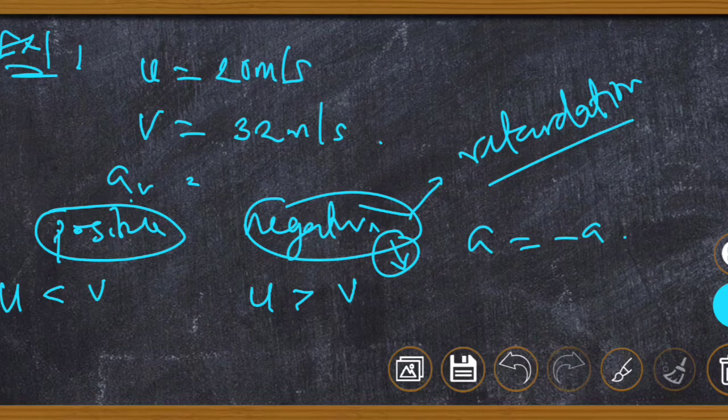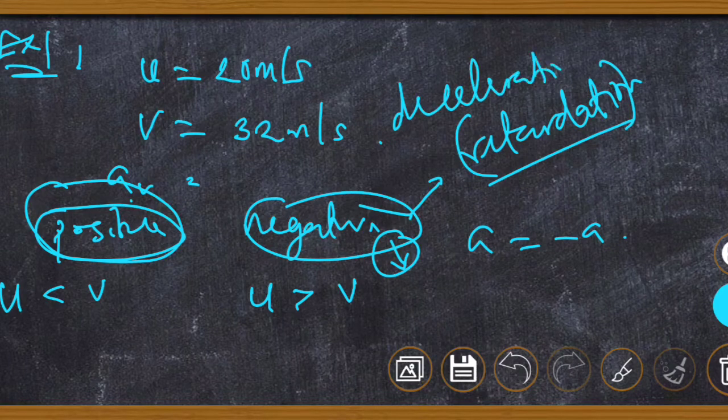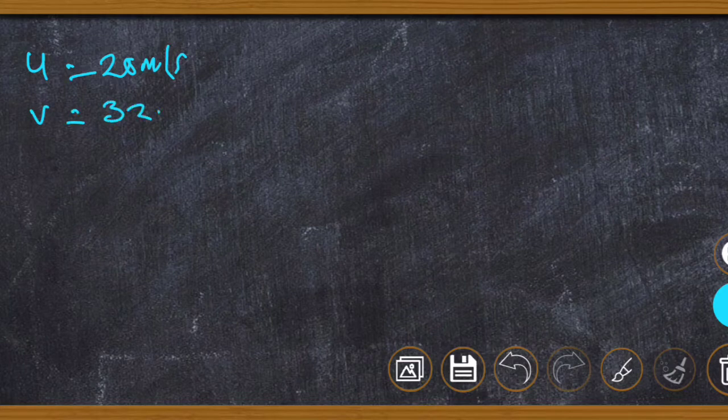So that's when we normally have a negative acceleration. But when a brake is not applied, the body will continue to have a positive acceleration. Another name you can give to retardation is deceleration. The body has been decelerated. Now let's solve the question that is given to us. They give us u equals 20 meters per second, and v equals 32 meters per second.